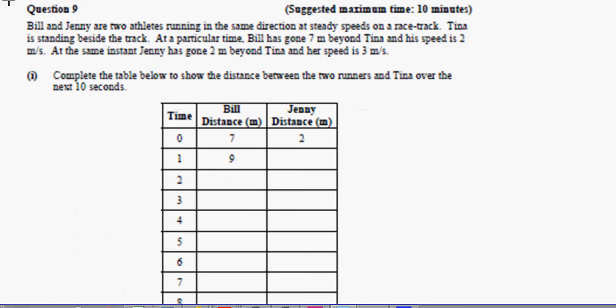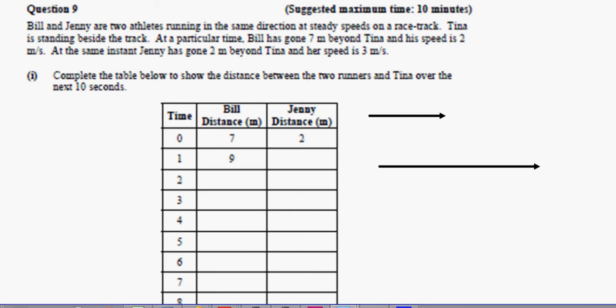Okay, next question, number 9. Bill and Jenny are two athletes running in the same direction at steady speeds on a racetrack. Tina is standing beside the track, and at a particular time Bill has gone 7 meters beyond Tina, so 7 meters ahead of Tina, and his speed is 2 meters per second. At the same instant, Jenny has gone 2 meters beyond Tina, and her speed is 3 meters per second.